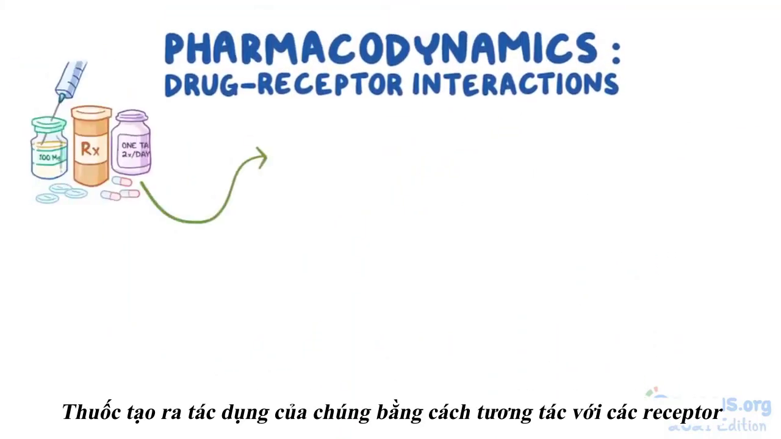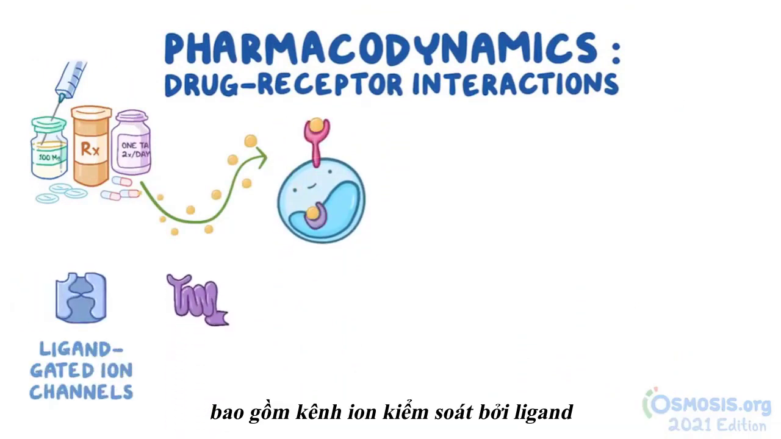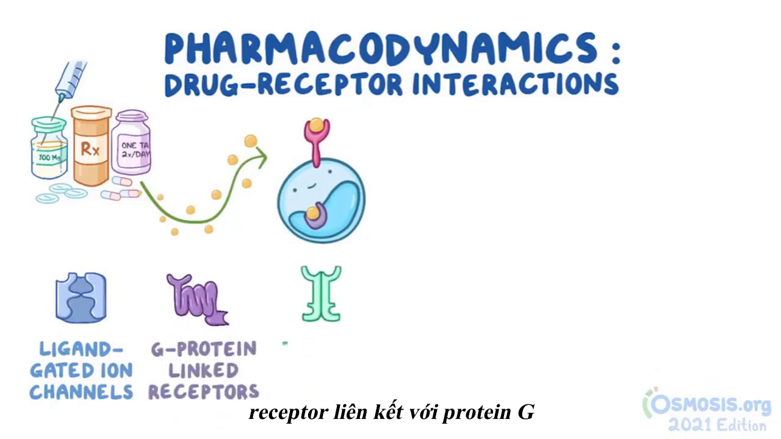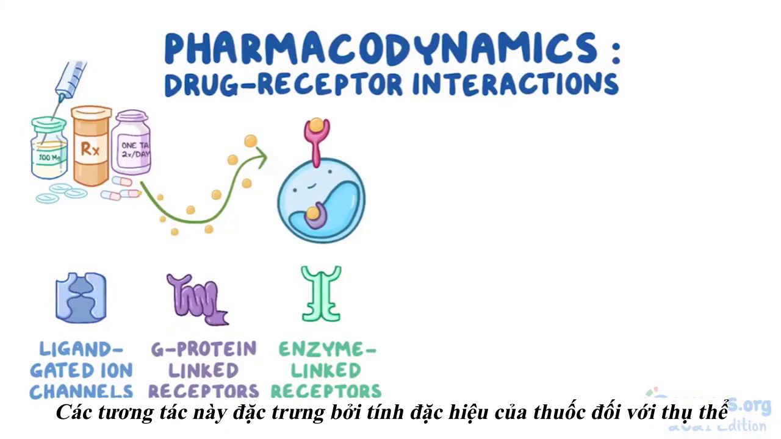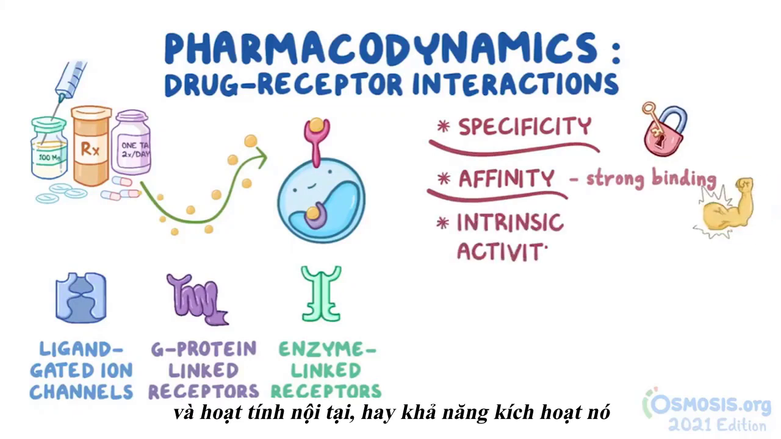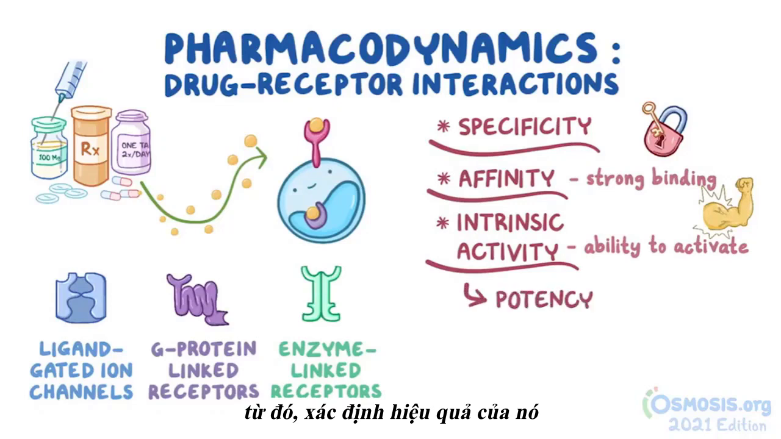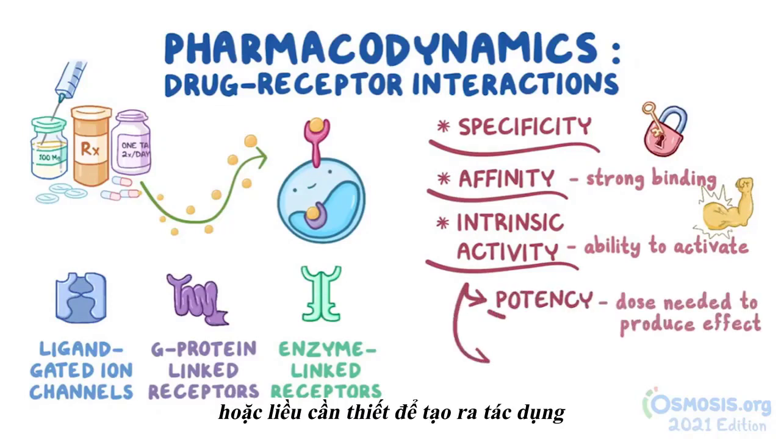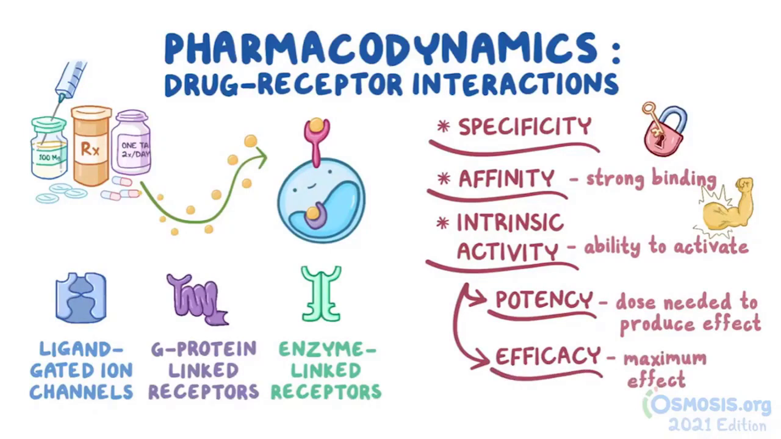Medications produce their effects by interacting with receptors, either intracellular or extracellular ones, including ligand-gated ion channels, G-protein-linked receptors, and enzyme-linked receptors. These interactions are characterized by the medication's specificity for the receptor, affinity or strong binding with the receptor, and intrinsic activity, or ability to activate it, which in turn determine its potency, or the dose needed to produce an effect, and efficacy, or the maximum effect the medication can produce.